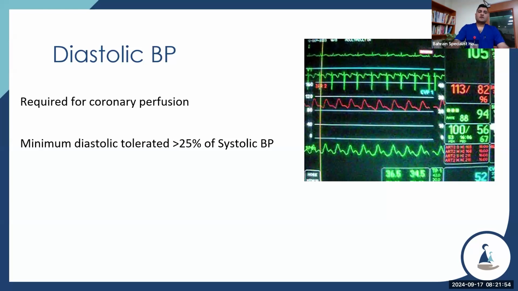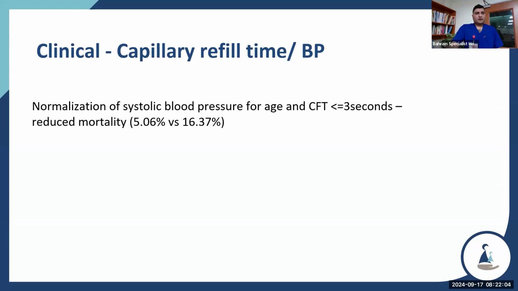Diastolic blood pressure is required for coronary perfusion. Minimal diastolic tolerated should be more than 25% of systolic blood pressure. With normalization of systolic blood pressure for age and capillary refilling time less than 3 seconds, mortality was reduced, 5.06% versus 16.37%.